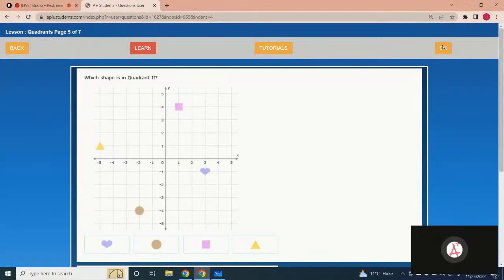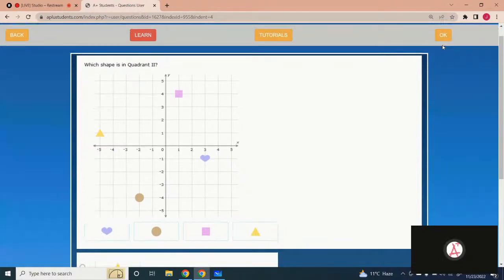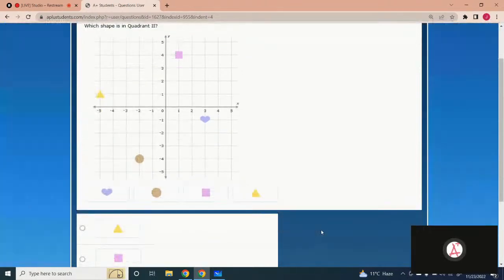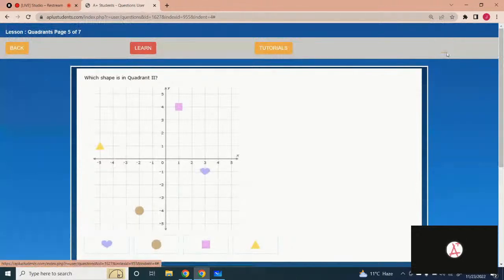Okay, which shape is in quadrant 2? Square. Now just look at the graph carefully. Yes, it is a triangle. Triangle is in quadrant 2. This is the first quadrant. This is the second one. So in second one you have the shape triangle. Just select the correct option and click on the OK button.